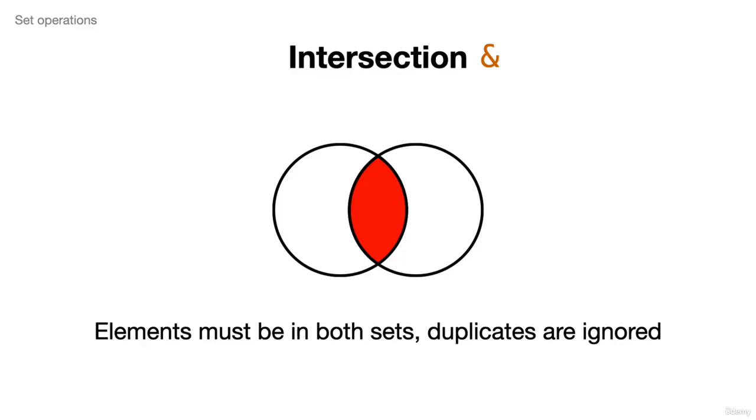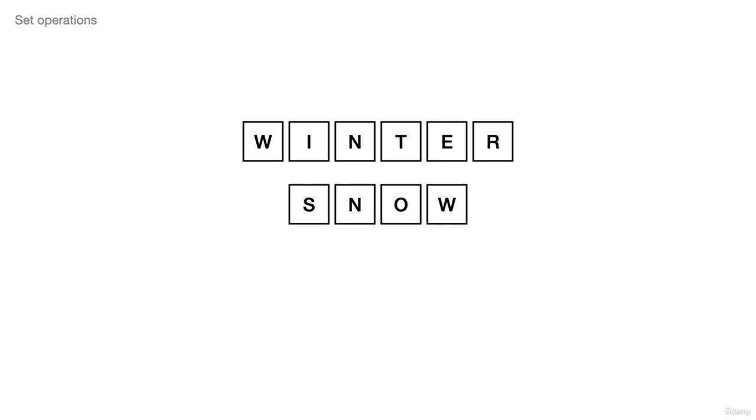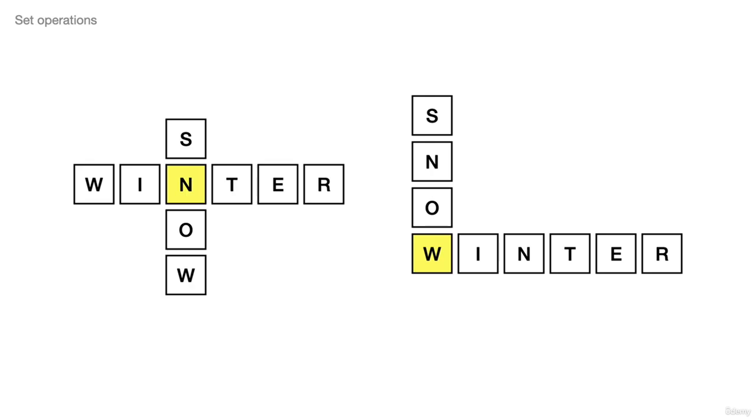Intersection. Elements must be in both sets. Duplicates are ignored. Look at these two words. If you want to create a crossword puzzle from them, you have to find out their shared characters. It turns out you can combine the words like this. The characters N and W are shared. They intersect. But why figure this out ourselves? Let's use sets for this.